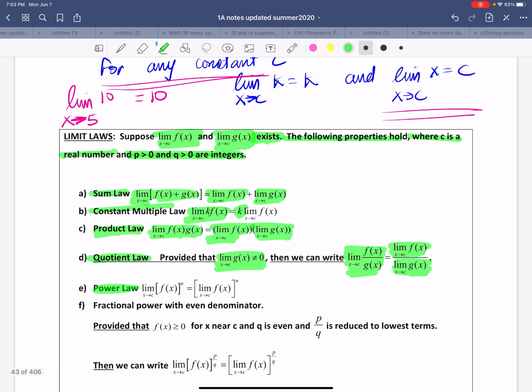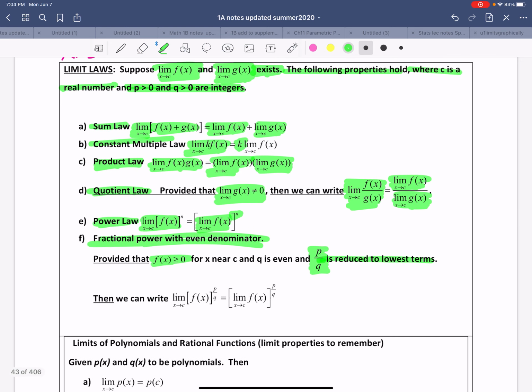Next, we have the power law. If you're trying to figure out the limit of a function raised to a power, we can find the limit of the function and then raise it to the power n. Fractional power with even denominator: if we have a function greater than 0 and we have p over q, where q is even and it's reduced to the lowest terms, then for the limit as x approaches c of f of x raised to the power p over q, this is a rational exponent. We can take the limit and then raise it to the power p over q, as long as q is even.